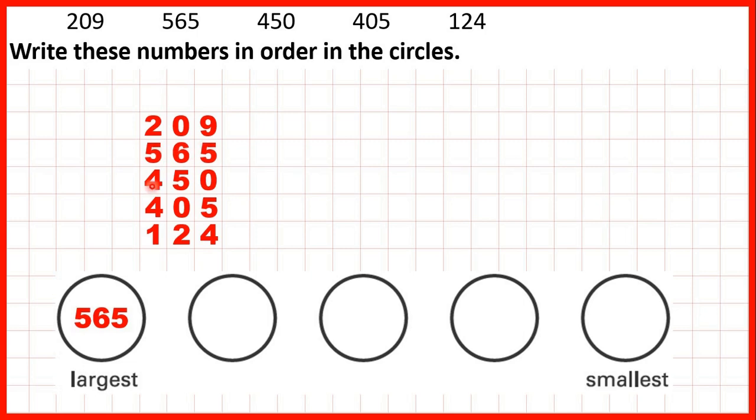565. But then we have 2 numbers which both have 4 as the hundreds digit. So to see which is larger, we look across to the tens digits. Here we have 5, but here we have 0. So that means that this number, 450, is our next largest, and then we have 405. Now we have 209, and then our smallest number is 124, because that only has 1 in the hundreds, and all of our other numbers have more than 1 in the hundreds. And remember, if a number has fewer hundreds, it doesn't matter what the tens or ones digits are, the number will be smaller.